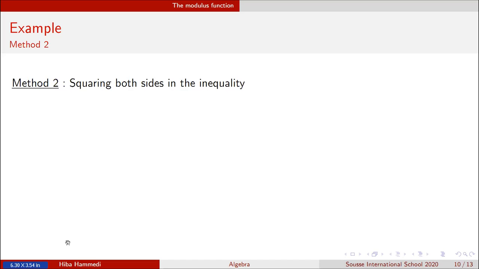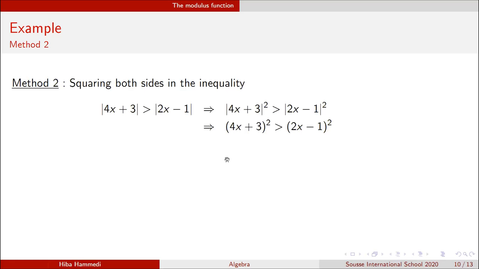But here, it will involve solving quadratic inequalities. Well, we will square both sides, okay? So if I have mod 4x plus 3 is more than mod 2x minus 1, I just take the squares of both sides. So I will write it like that. And since it's a positive quantity here, I may replace the straight lines by brackets. Okay, it doesn't change anything.